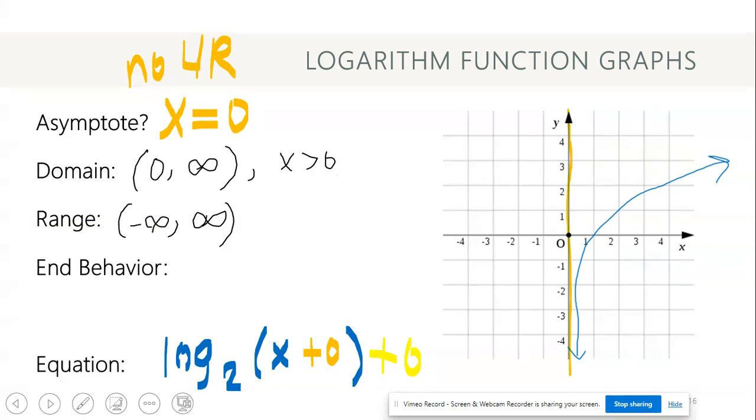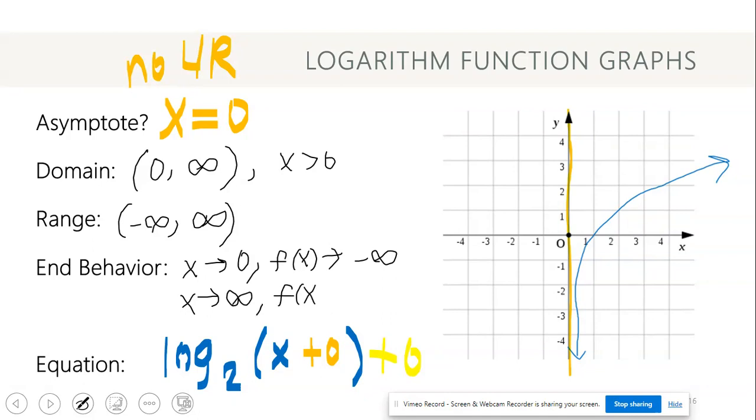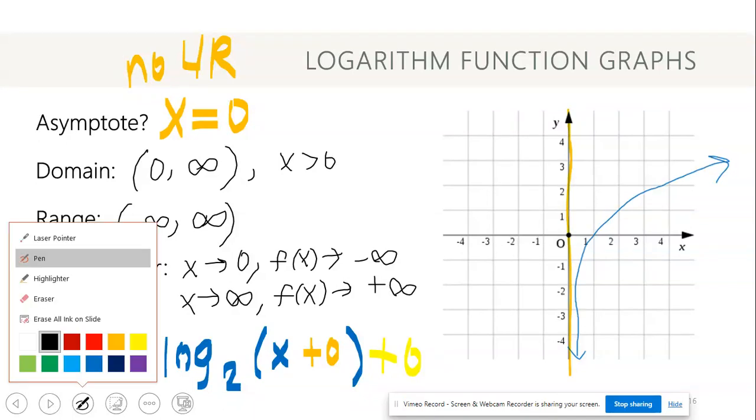Our end behavior, we can still use our pattern as we go all the way to the left. The farthest we can go left is our asymptote, 0. Where is our function existing? Our function is pointing downwards towards negative infinity. As we move to the right, we can keep going forever and ever and ever in the right direction. And our function is slowly growing upwards towards positive infinity.